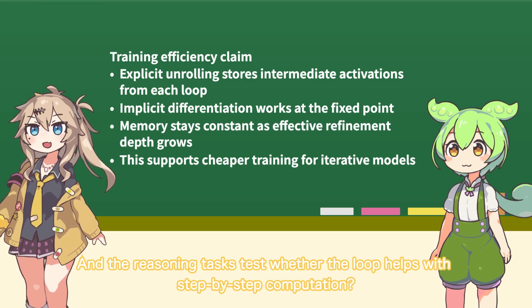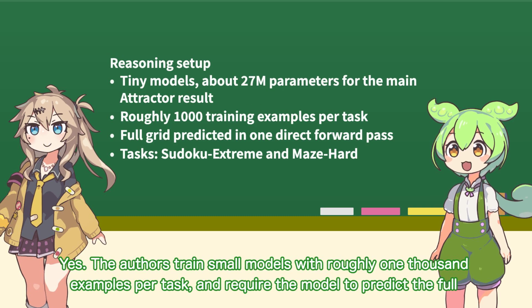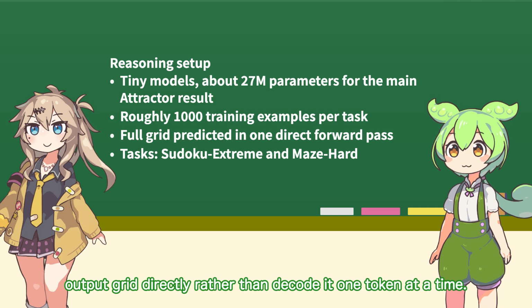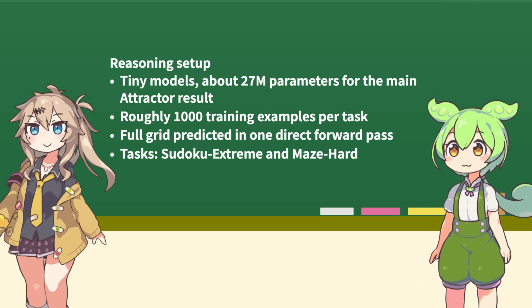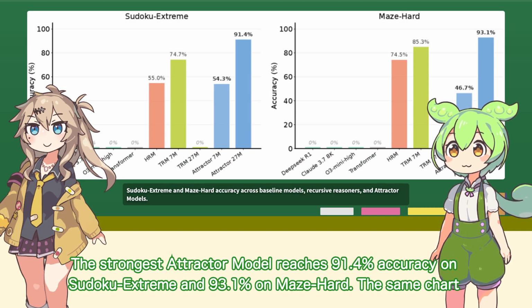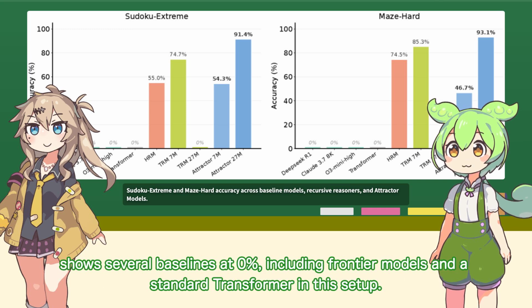And the reasoning tasks test whether the loop helps with step-by-step computation. Yes, the authors train small models with roughly 1,000 examples per task, and require the model to predict the full output quite directly rather than decode it one token at a time. What happens on those harder tasks? The strongest attractor model reaches 91.4% accuracy on Sudoku Extreme and 93.1% on Maze Hard. The same chart shows several baselines at 0, including frontier models on the standard transformer in this setup.